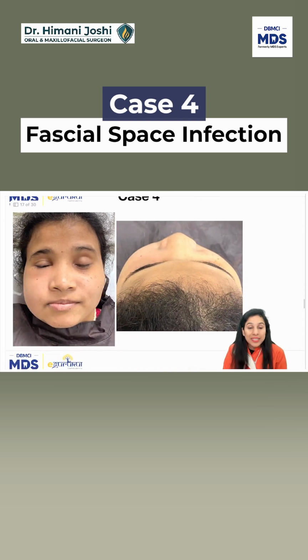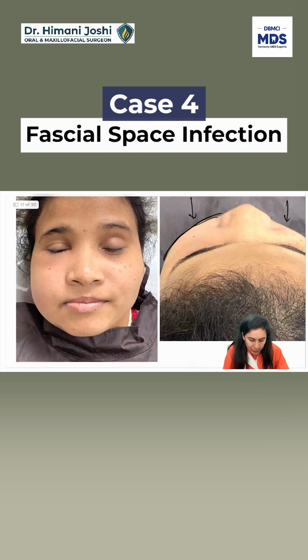Okay, you can see in the bird's eye view also the gross asymmetry on the right and left difference, and this is the swelling which is very obvious in these pictures. Now why do I call it a buccal space infection?